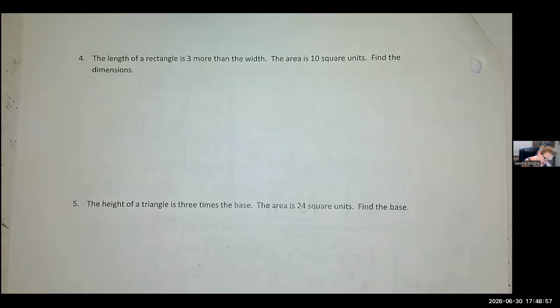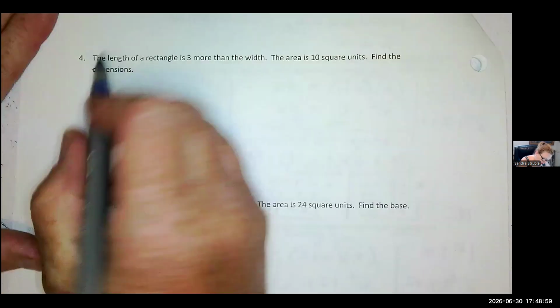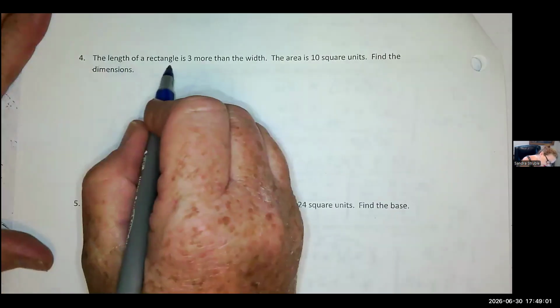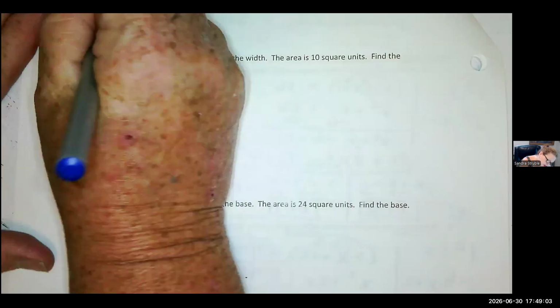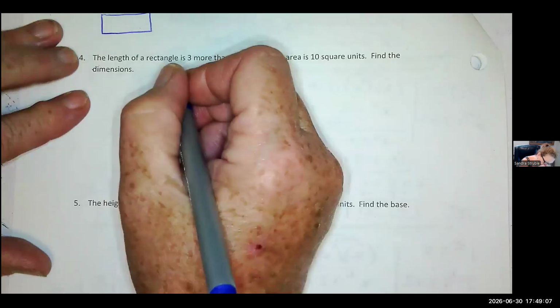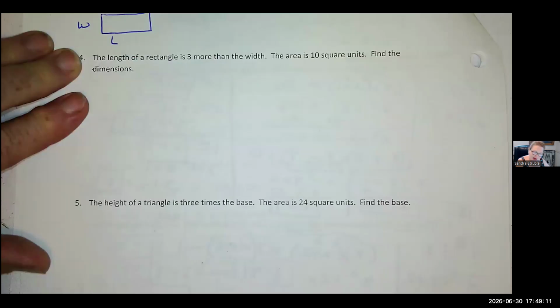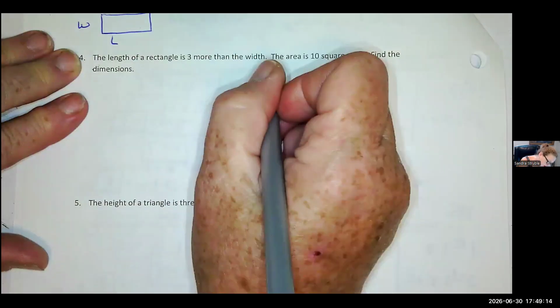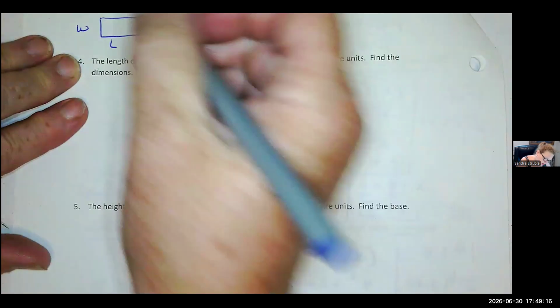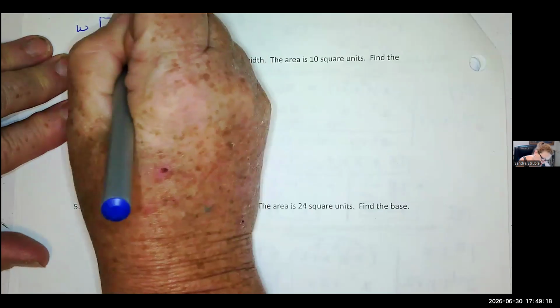The length of a rectangle. Oh, I need to draw a rectangle. I have to draw a picture, and if you do too, please do so. So the length of a rectangle, we'll call this our length, and we'll call this our width, is 3 more than the width. Well, more than means we're adding. So 3 more than the width.